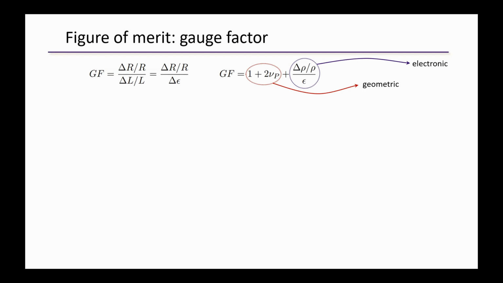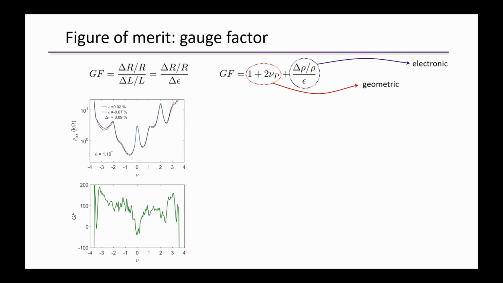So for standard metals, the Poisson ratio is some fraction of 1. And so this geometric component should give you a value of order unity. If you see anything beyond that, then it's almost entirely coming from an electronic response, which is a change in resistivity as we strain the material. So we can calculate this gauge factor by measuring R versus doping at different piezo biases, calibrating how much strain we've applied, and then dividing the change in resistance by the change in strain. And that allows us to plot the gauge factor. So for this magic angle sample of 1.1 degrees, we see the gauge factor is very large, of order 100.